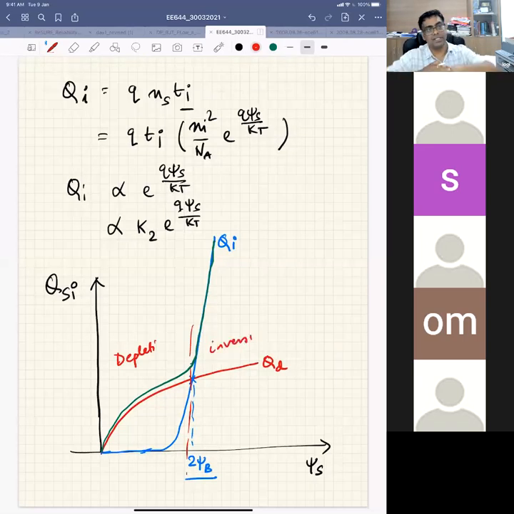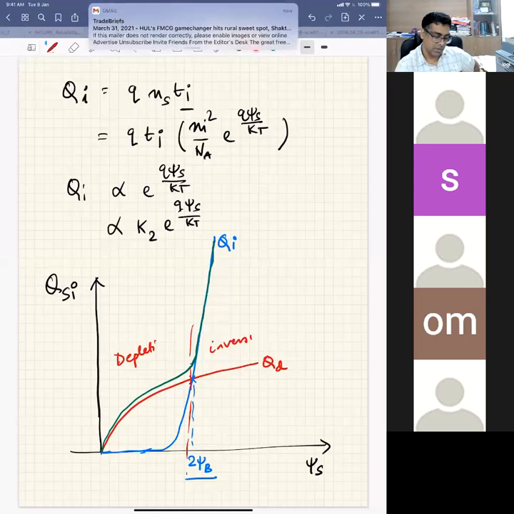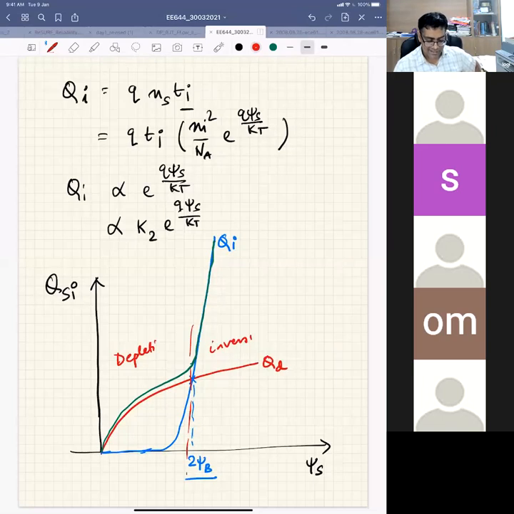So in inversion, your inversion charge is more than the depletion charge. But in the depletion region, even if you do not have much inversion charge, you do not have more electrons, your depletion charge is increasing with root over psi s. It's a limited increase. But the moment your transistor inverts, your inversion charge is increasing exponentially.